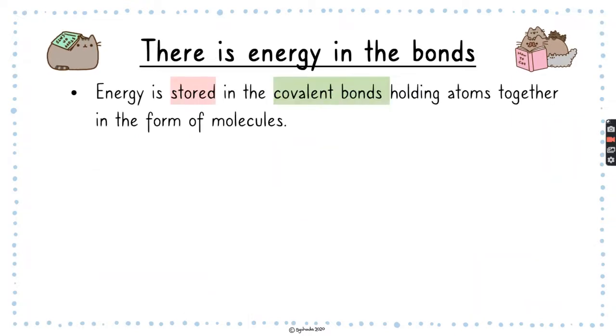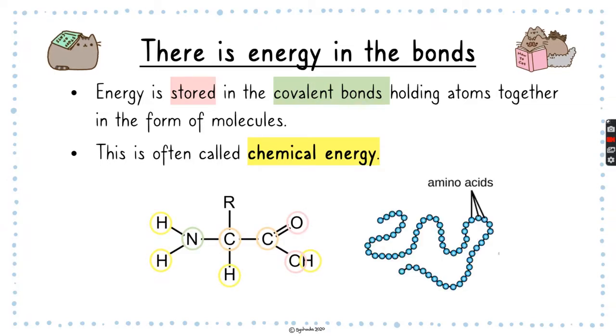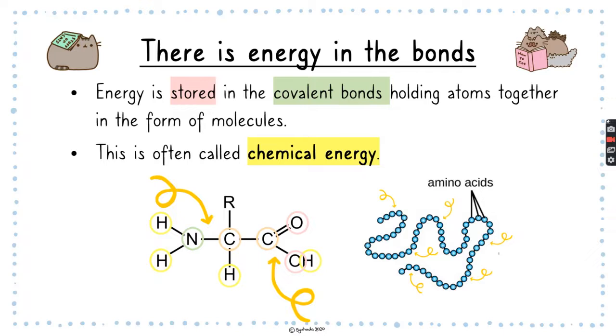Okay, energy is stored in the covalent bonds that are holding atoms together in the form of molecules, and this is often called chemical energy. So here, all of those bonds that you can find, anything that is linking those molecules together, that contains chemical energy. And so that's why protein contains a lot of energy. So when you are looking for a nutritious food, something that can give you energy, you look for protein.